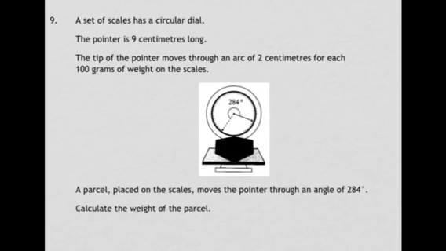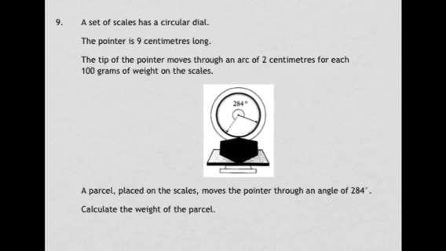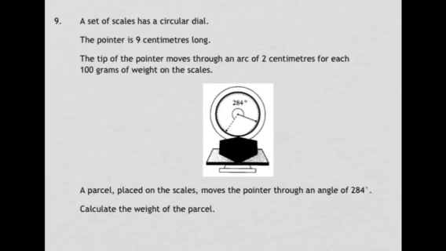Question 9. A set of scales is a circular dial. The pointer is 9 centimetres long. Okay, so we know that this here is 9. The tip of the pointer moves through an arc of 2 centimetres for each 100 grams. A parcel is placed on the scales, the pointer moves through an angle of 284. Calculate the weight of the parcel.